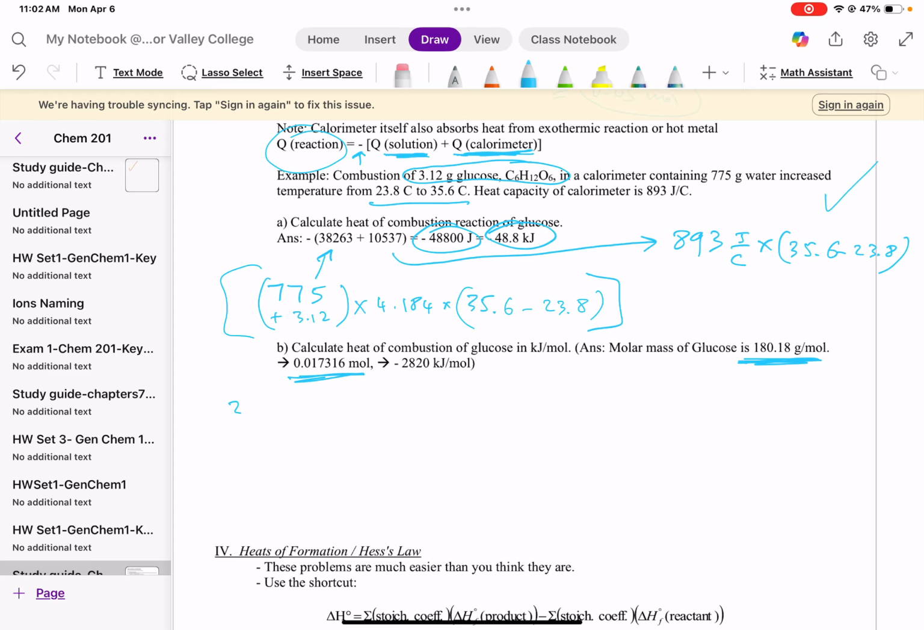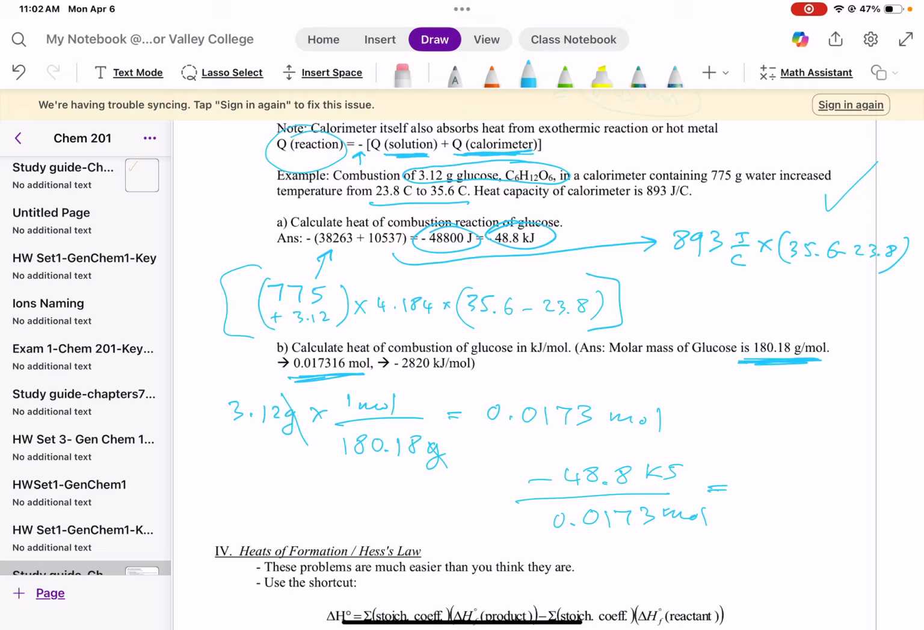How do we know it's that many moles? That's 3.12 grams, 1 mole per 180.18 grams. So that should be 0.0173 mole. Then all you have to do is take minus 48.8 divided by 0.0173 mole, and that will give you the answer.